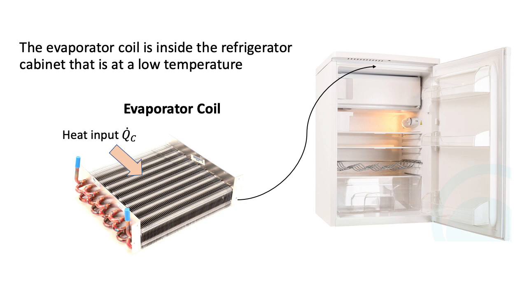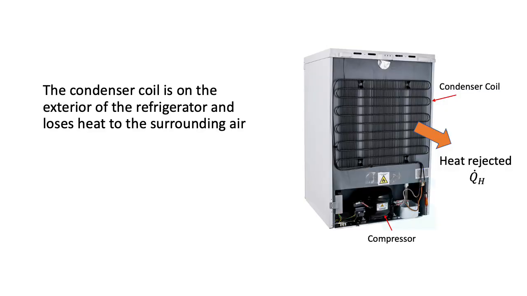The evaporator coil is placed inside the refrigerator cabinet where it is at the low temperature. The condenser coil is placed on the exterior of the refrigerator, either at the back or underneath the refrigerator, and from here it loses heat to the surrounding air.